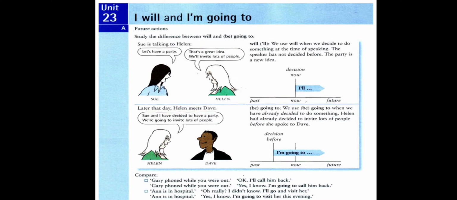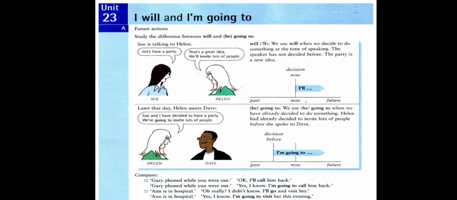Welcome to English Grammar 1, Unit 23. I will and I am going to. Here we are going to make a comparison between future simple using will plus the base form and am, is, are going to plus the base form.